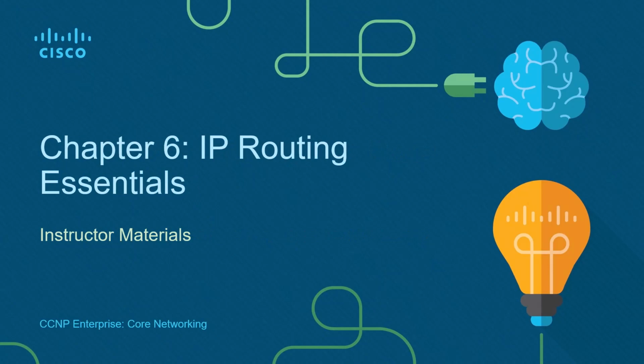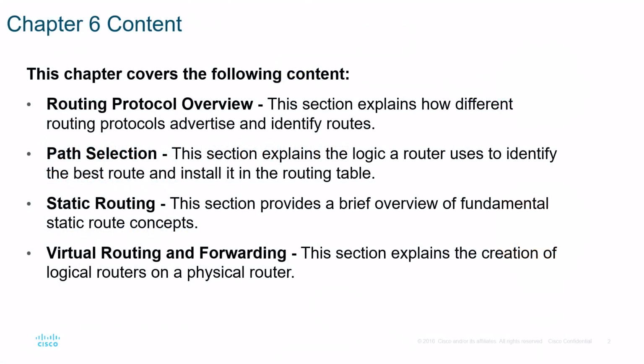Chapter 6 is all about IP routing, so we're going to be covering the essentials of what is entailed in that route table. Looking at routing protocols, path selection, static routing, and any type of virtual routing and forwarding that might also be present. So again, routing protocols, looking at the major routing protocols, both interior and exterior.